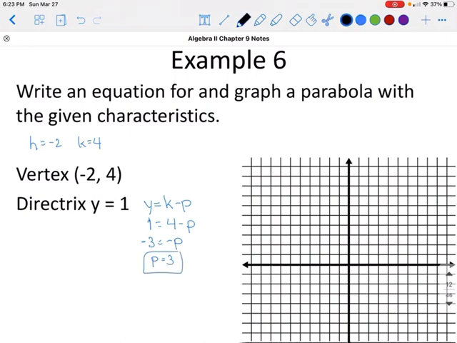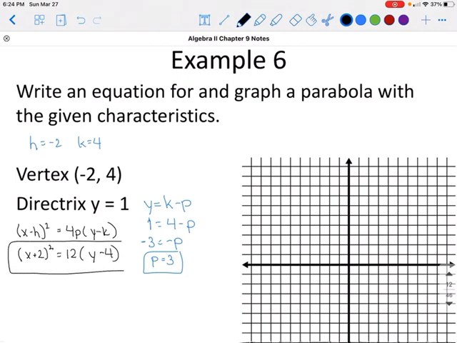And because our directrix was y equals, we know our equation will be in the form of x minus h squared is equal to 4p times y minus k. And again, we would have found that from the standard form information. So our equation will be x plus 2 squared is equal to 4 times p, which is 12, and y minus 4. Now we just need to graph it.